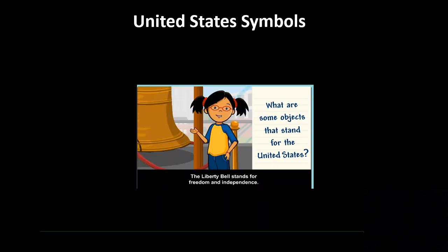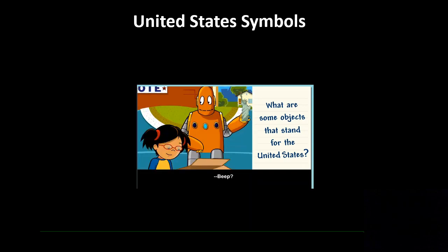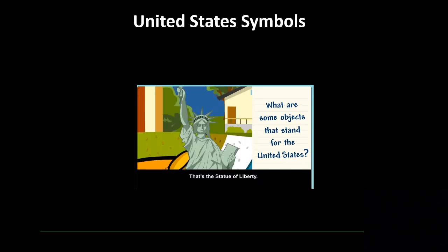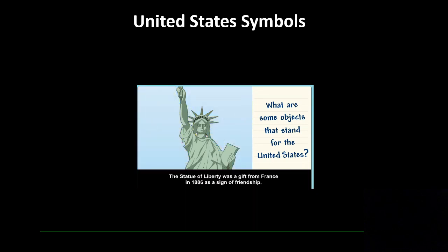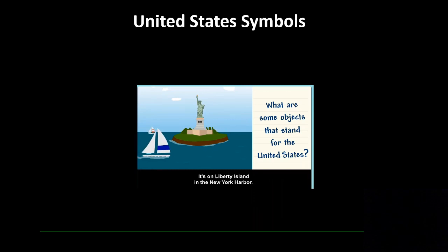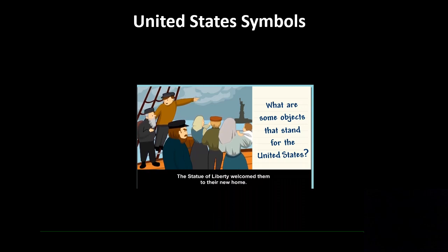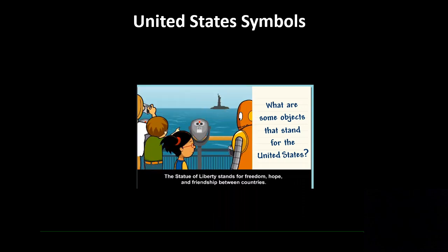The Liberty Bell stands for freedom and independence. Yeah, that is a big crack. That's the Statue of Liberty. The Statue of Liberty was a gift from France in 1886 as a sign of friendship. It's on Liberty Island in the New York Harbor. Many immigrants, or people who came from different countries, used to reach America by boat. The Statue of Liberty welcomed them to their new home. The Statue of Liberty stands for freedom, hope, and friendship between countries.